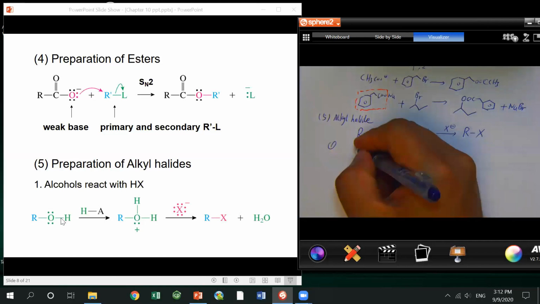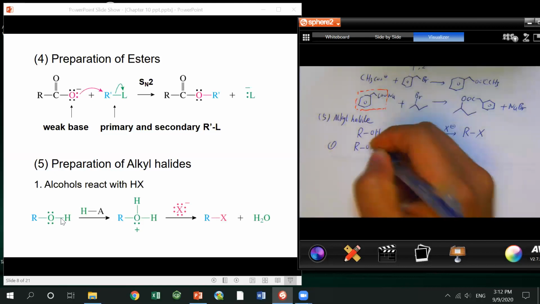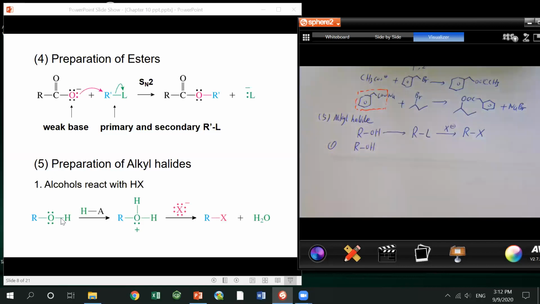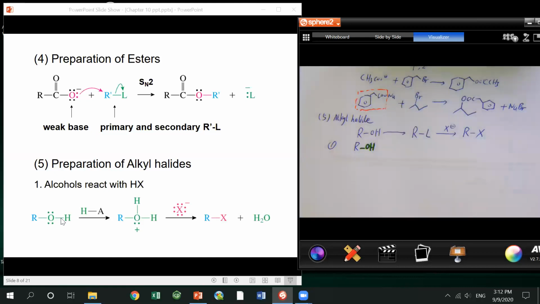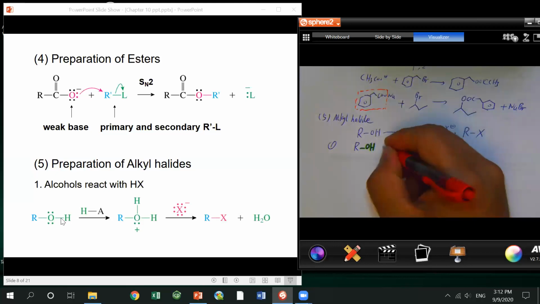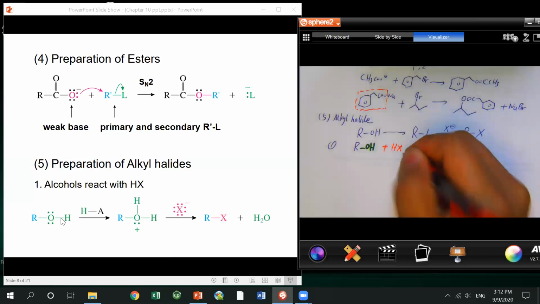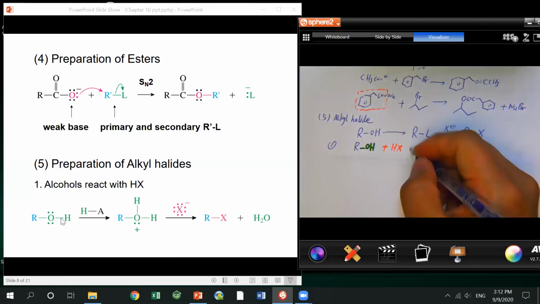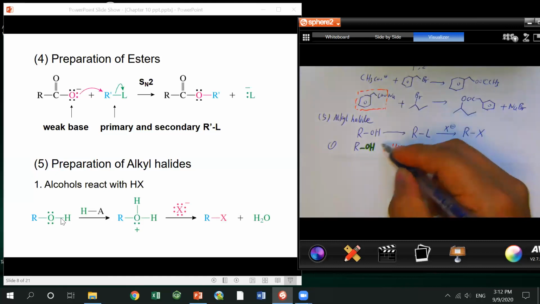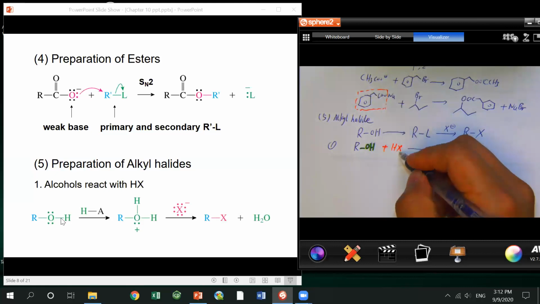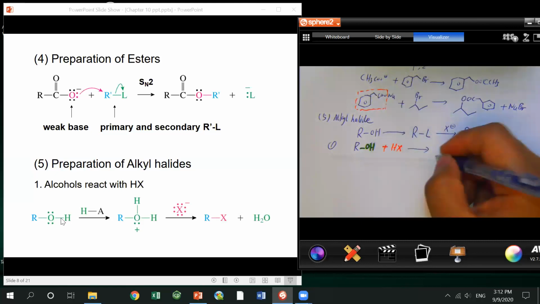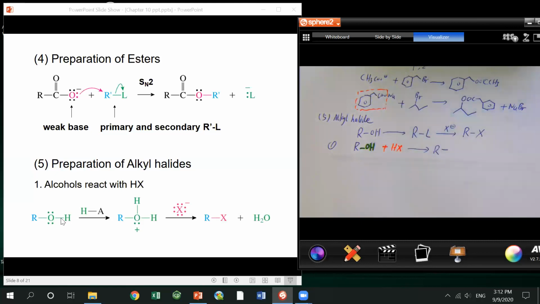So pretty much you have an alcohol and react it with HX. The hydrogen protonates the OH group and converts it into a good leaving group, water. Then X- comes in, removes the water, and you get the final product.